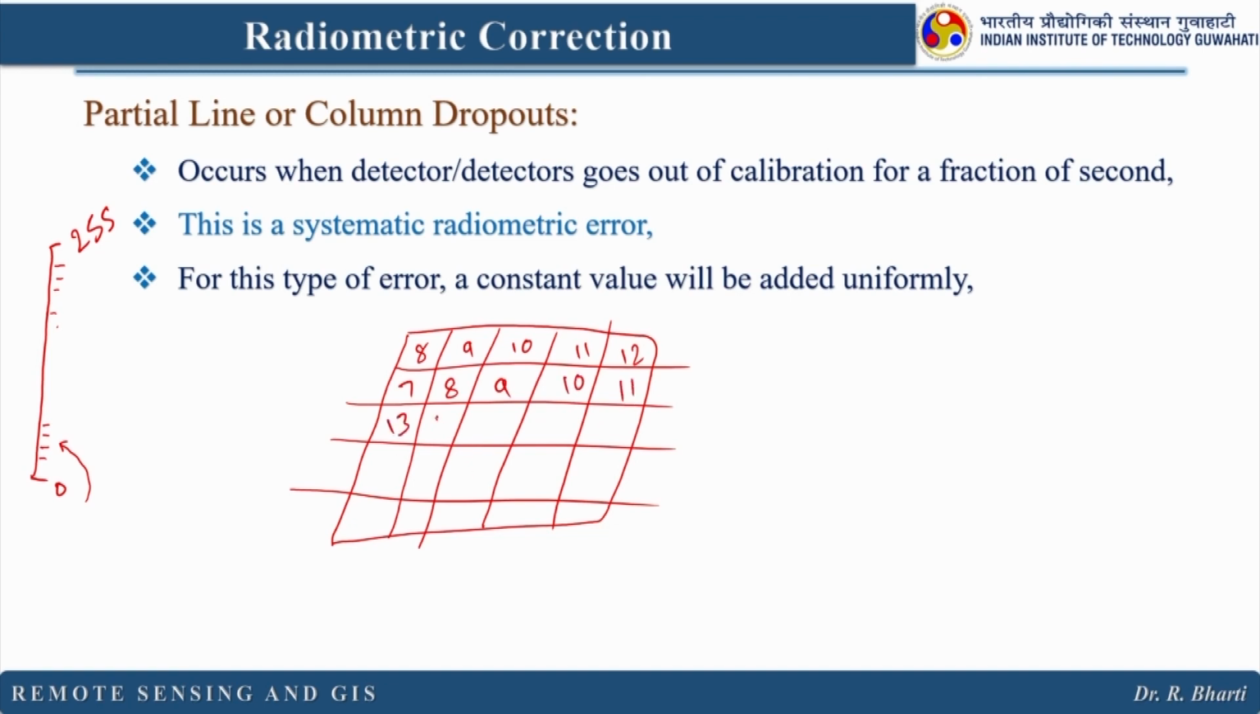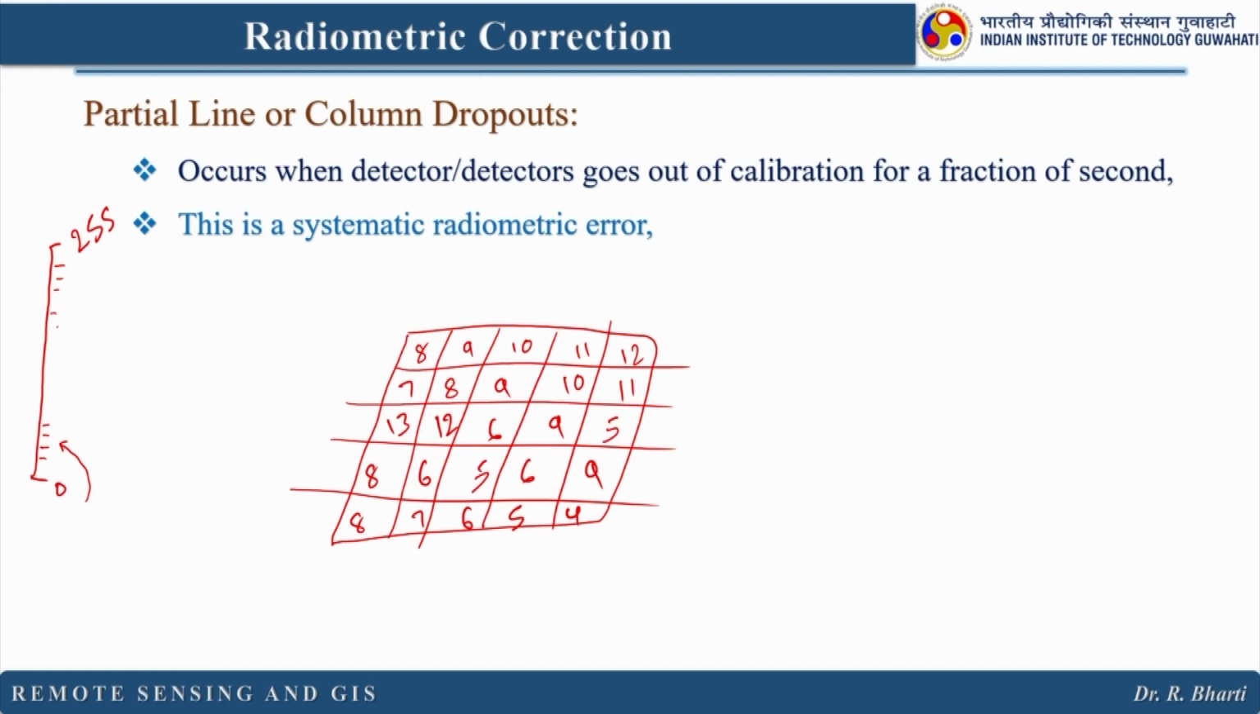Thirteen, 12, 6, 9, 5, 8, 6, 5, 6, 9, 8, 7, 6, 5, 4. So, we were supposed to get these numbers from this satellite, but what is happening? When we are getting this, for this particular pixel, we are having this partial line or column dropouts.